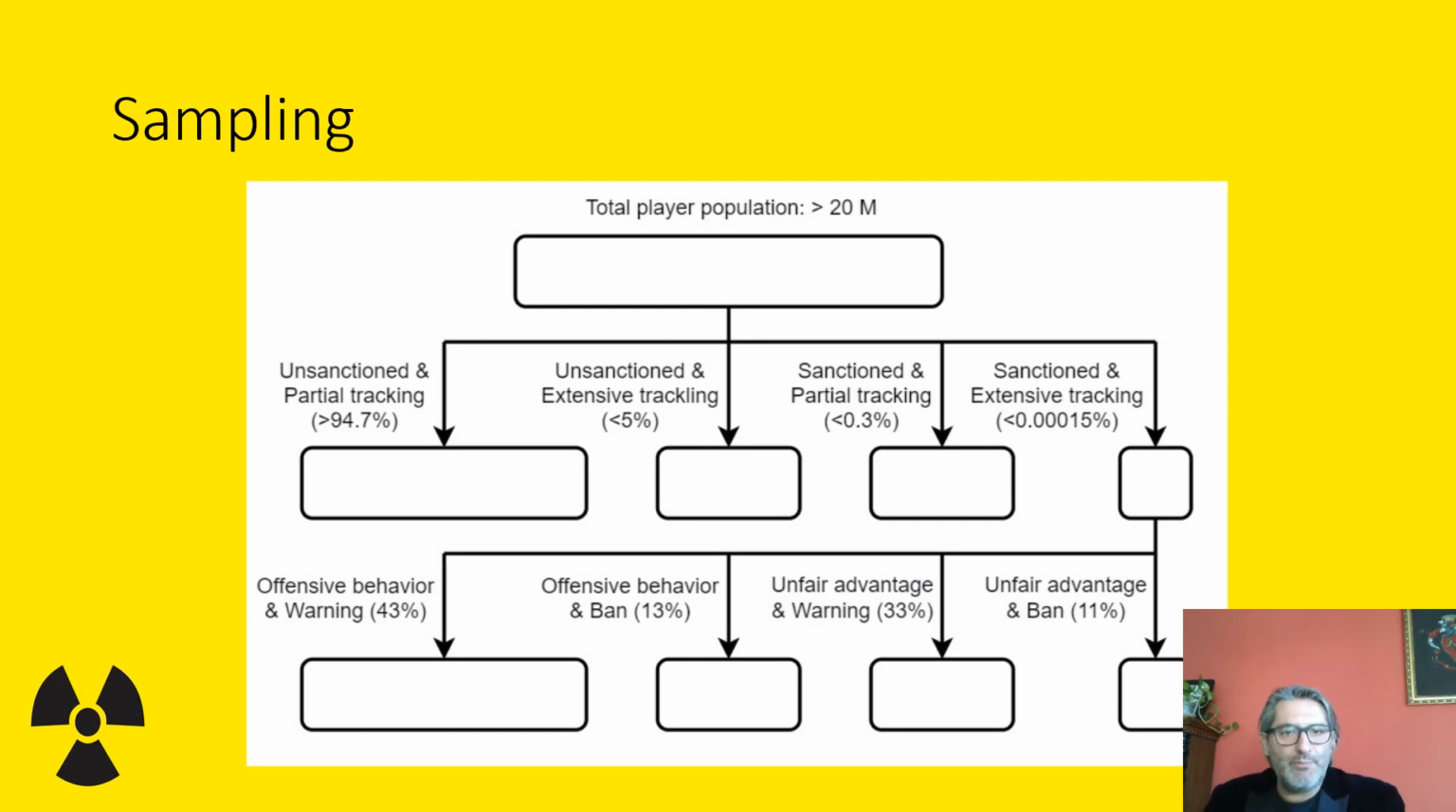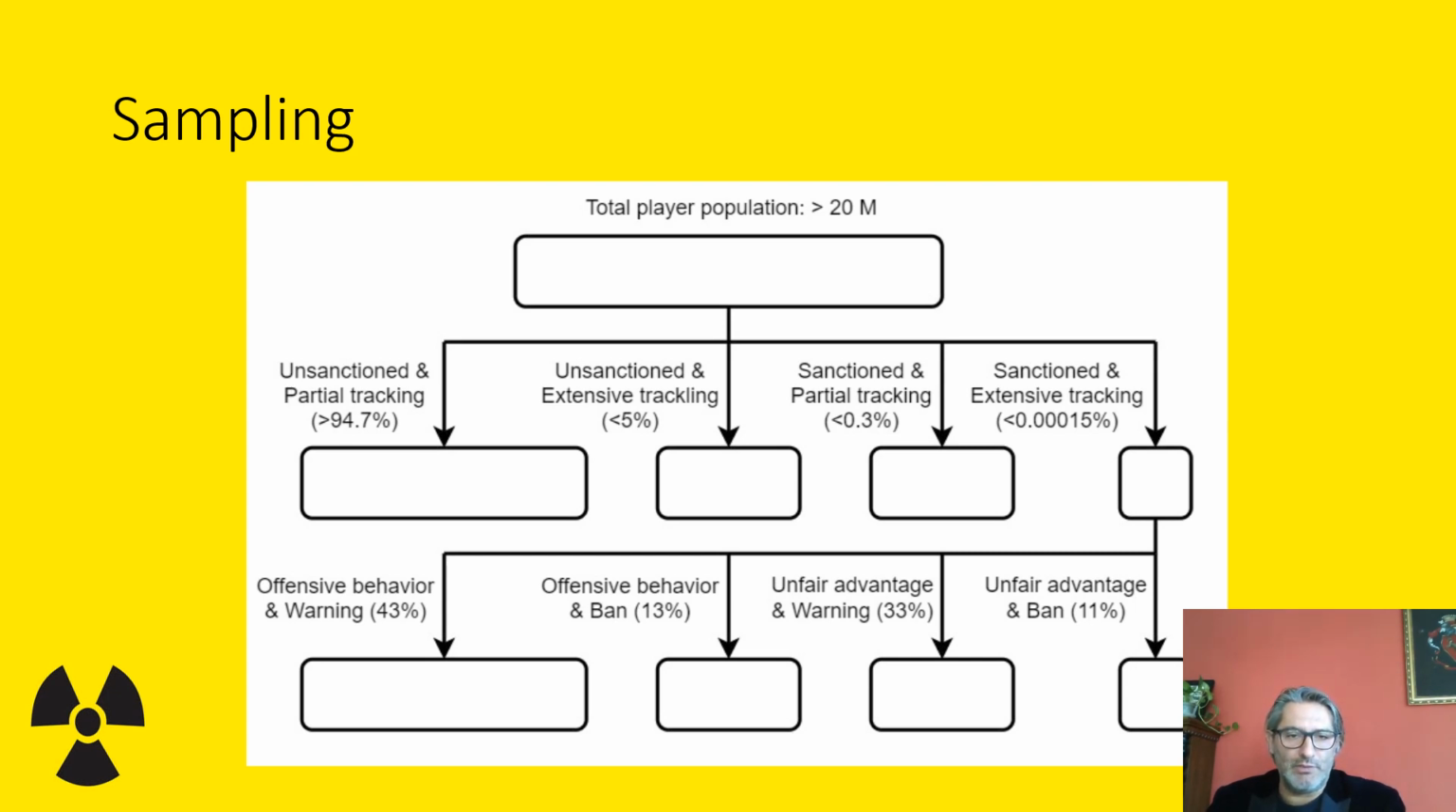As I said, the first step was to sample the population. We had 20 million players. For most of these players, we have only partial tracking, where only a few of the gameplay variables are tracked. So we wanted to look for an overlap between 2 sets. We wanted players with extensive tracking who had also been sanctioned, either with a warning or with a ban. That reduced the data set that we had available a lot.